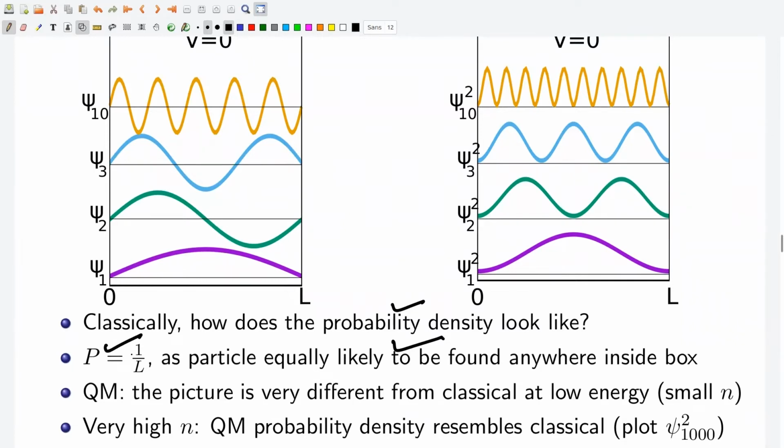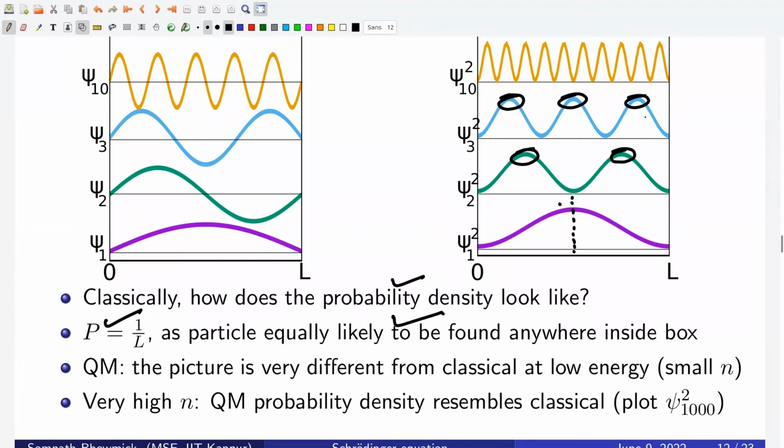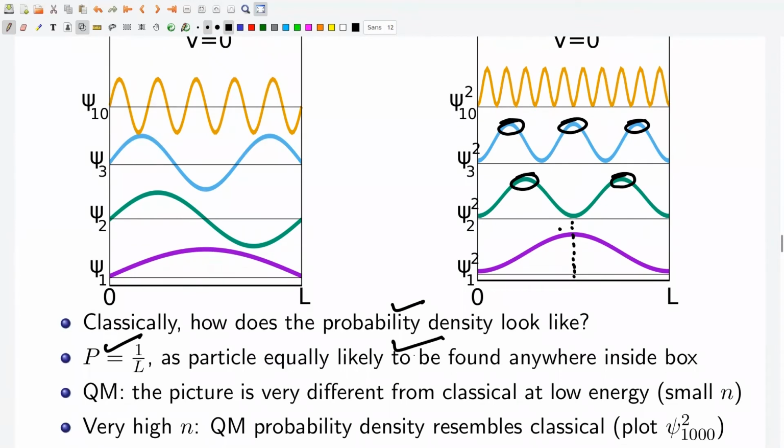However, the picture is very different in quantum mechanics. For example, if you look at the ground state wave function, then the probability density is the highest in the middle of the box. If you look at the first excited state, then the probability density is very high at these 2 points. If you look at the second excited state, then the probability density is very high at these 3 points and so on. So unlike classical, the particle is not equally likely to be found anywhere inside the box, but the probability density is very high at certain points.